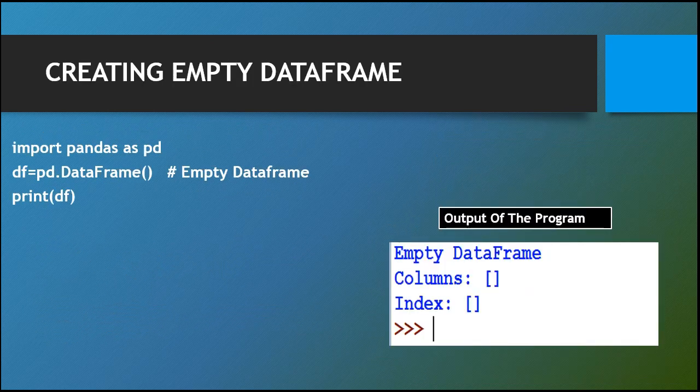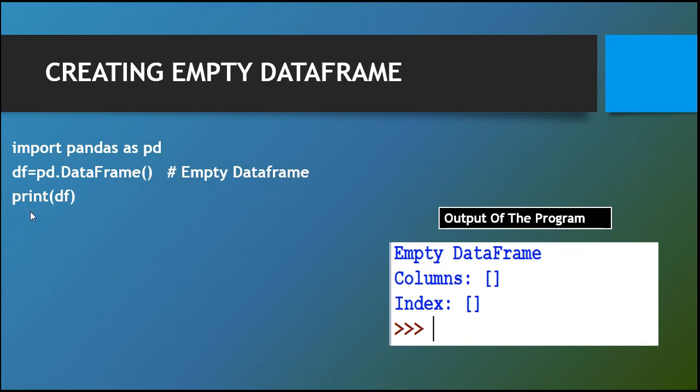Let us see how to make an empty data frame. For this, you have to import the module pandas and write the statement import pandas as pd. Now pd is nothing but an alias name of pandas that can be used instead of the pandas word in a program. Now here DataFrame is an inbuilt function that is stored in the module pandas. You can see the statement here, df = pd.DataFrame. It will create the empty data frame and is known by the variable df.